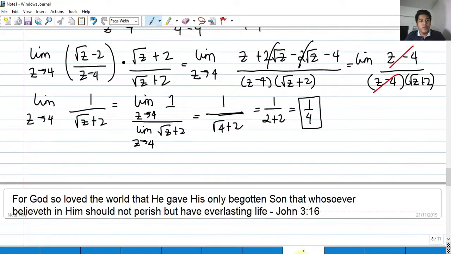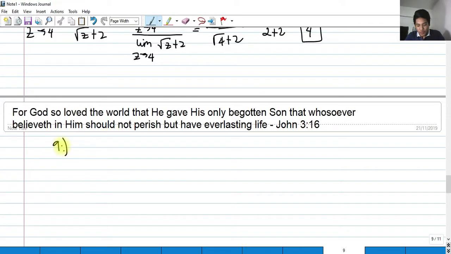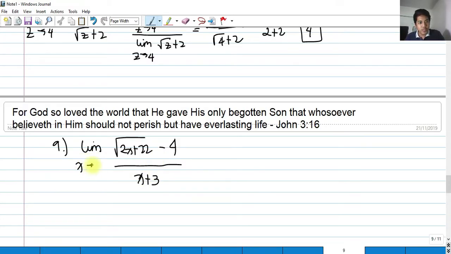So I'm going to leave you a problem. You can solve this on your own. The limit of the square root of 2x plus 22, minus 4, over x plus 3 as x approaches negative 3. This is your challenge, your practice problem. I'm going to leave you with that. Evaluate the limit of that.